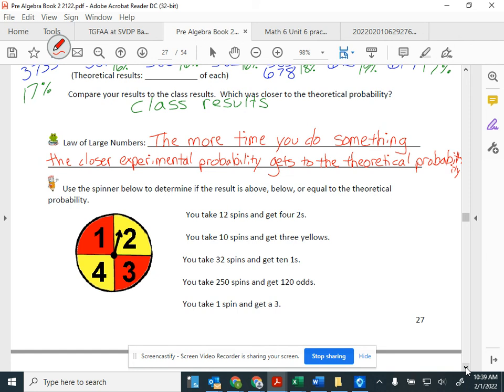So what do you think you want to do? What's your first step, do you think? Izzy? You're going to want to find your theoretical probability. Okay, you can't just make a guess. You have to know what the theoretical probability is and then determine, are you going to be above, below, or equal to it?